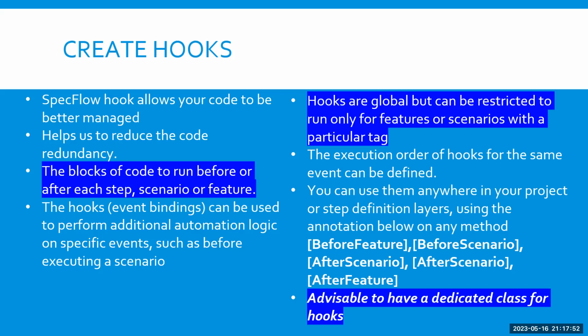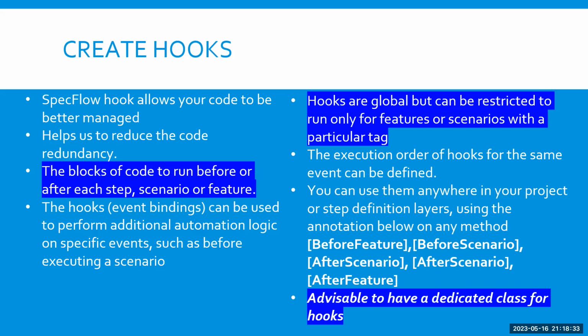So all of this will be clear until we experience one or two issues that you're having, and we'll be able to answer that. But when I show you the practical, you're going to see. The hooks are global, but can be restricted to run only for features or scenarios with a particular tag. That is why, when you install SpecFlow, you need it for your feature file. Because in your feature file, when you create a particular tag, you can specifically say, I'm going to run this tag, the tests that have been tagged with it. Which I will show you.